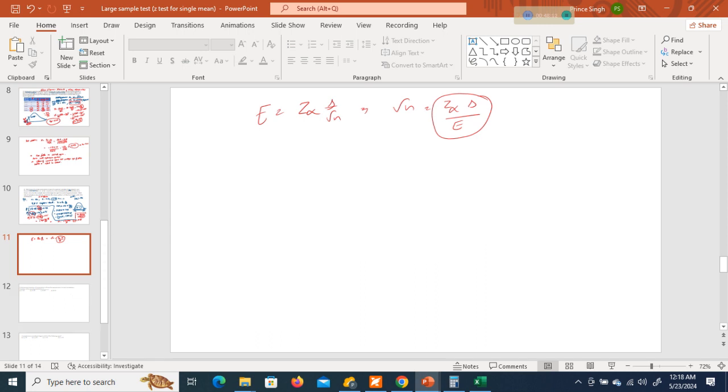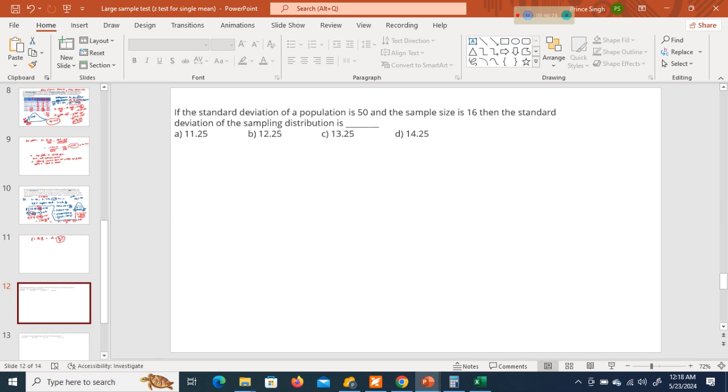So these are some problems we have considered. These are the different types of problems that could be framed from the z test for single mean. Now let us discuss some MCQ type problems based on this part. The question is, if the standard deviation of the population is 50 and the sample size is 16, then the standard deviation of the sampling distribution is.